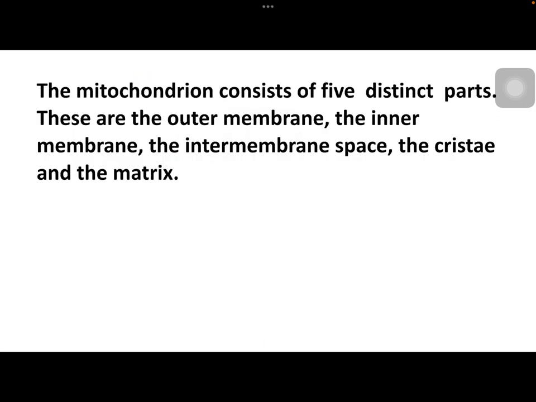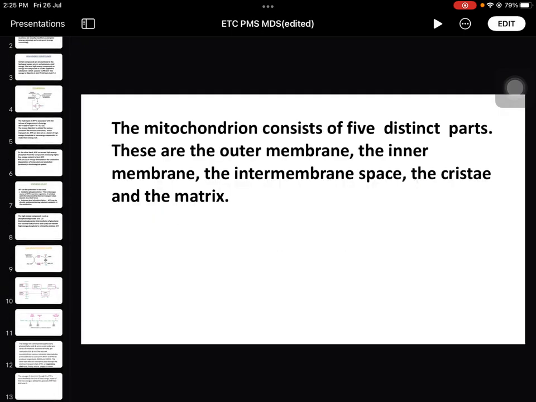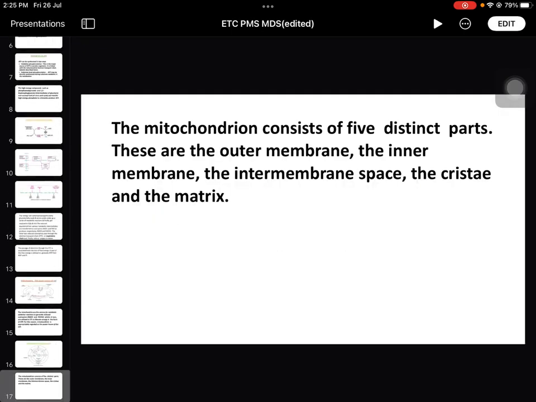The mitochondria normally consist of 5 distinct parts: the outer membrane, the inner membrane, the intermembrane space, the cristae and the matrix. In the cristae, you can find small finger-like projections. There you can find an abundant amount of ATP synthase enzyme. That ATP synthase enzyme is responsible for the synthesis of ATP.